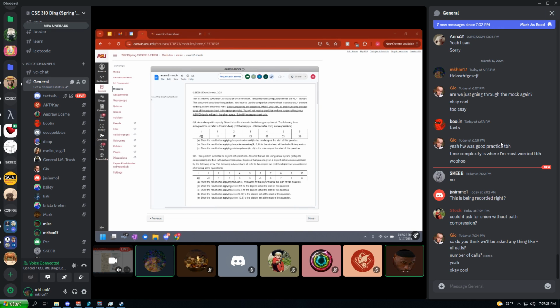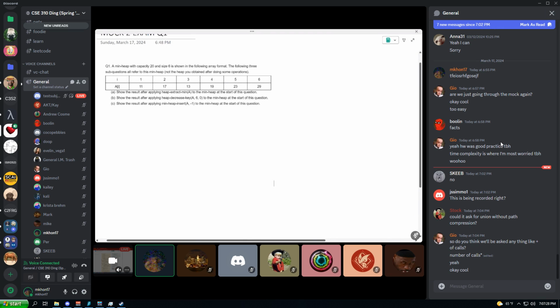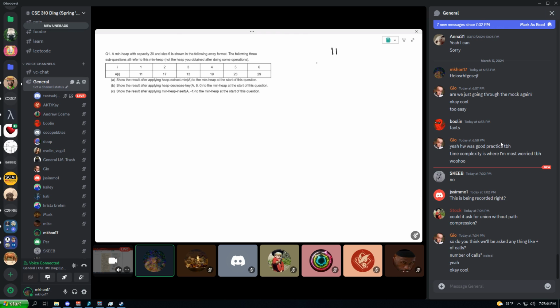Let's go on ahead and pull this up. Here we are. So here's question 1. We've got a min heap with capacity 20 and size 6 as shown here. Awesome. First thing, before I even read A, B, and C, I'm going to construct the heap. So we have 11, and then 17, 13, and then 19, 23, and then 29. All right, so that's my given heap. We're good so far, I presume, on that.